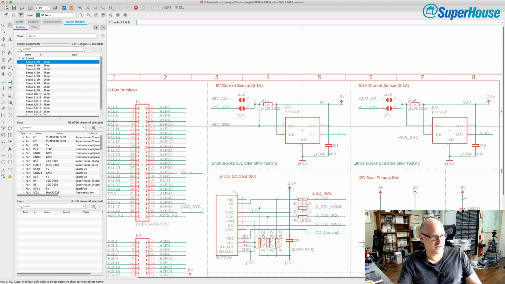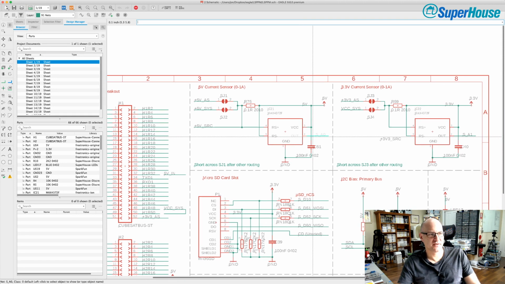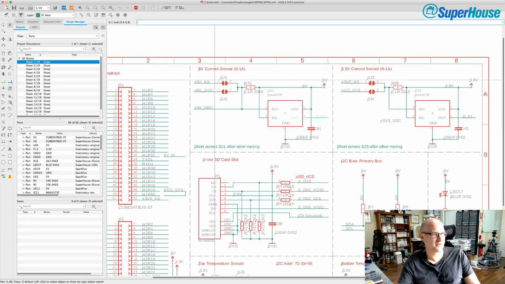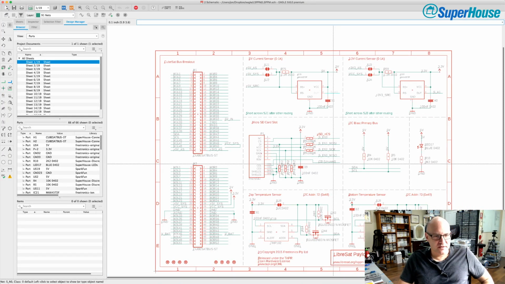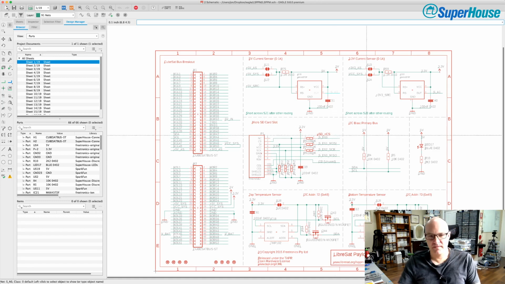So if you're working on a project where you need to measure current within the system, and you can see here I've got a 5-volt rail current sensor and a 3.3-volt rail current sensor, that is another way to do it. So that's probably about all I have to talk about in terms of power monitoring at the moment.